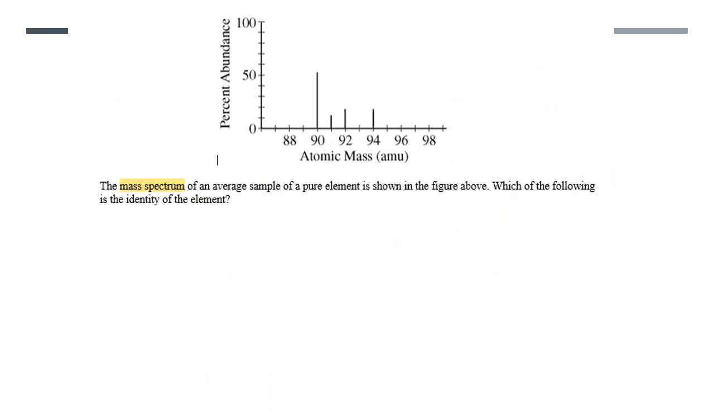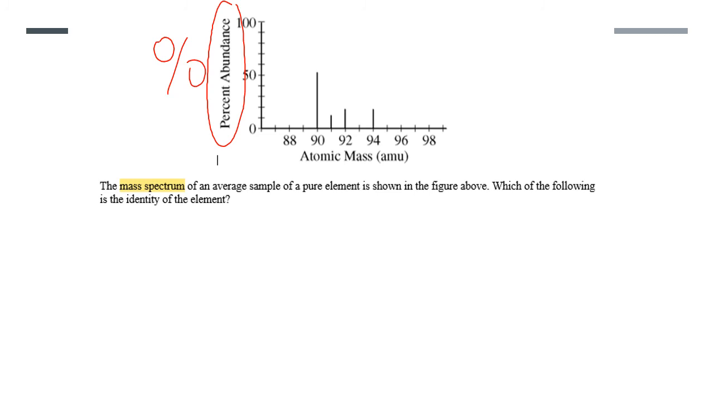Okay, and then we are going to do this problem together. This is straight off an old AP test. This was, I think, a free response question. Okay, so the mass spectrum of the average sample of a pure element is shown in the figure above. Which of the following is the identity of the element? So looking at my y-axis, it is percent abundance, which means those are the percents. So it's not the intensity issue we had before.